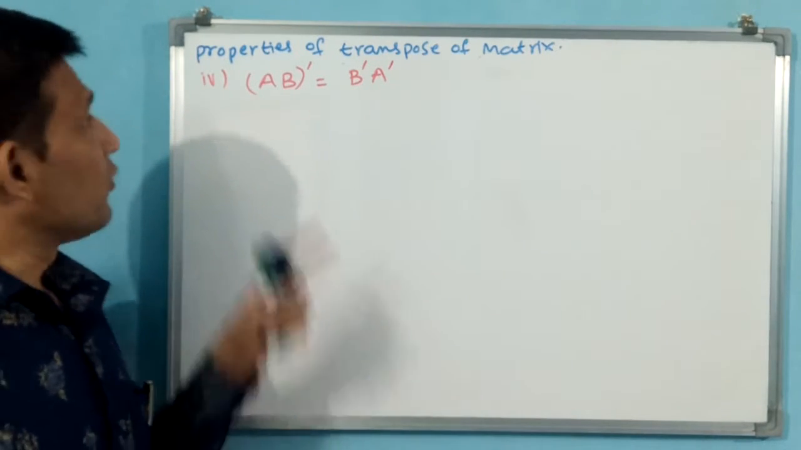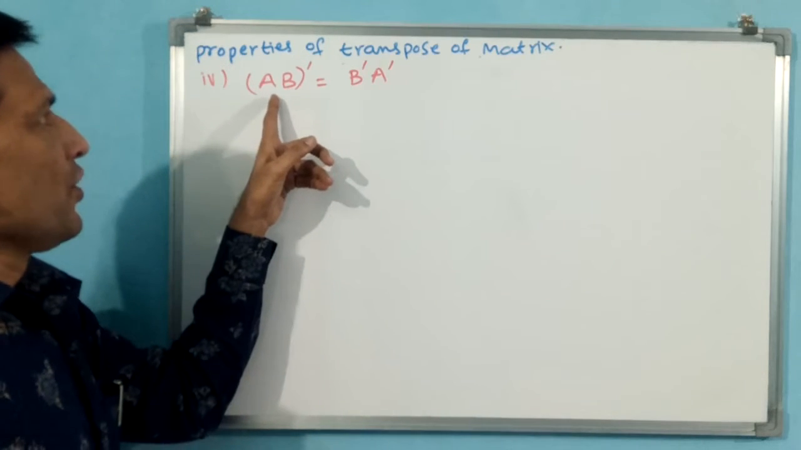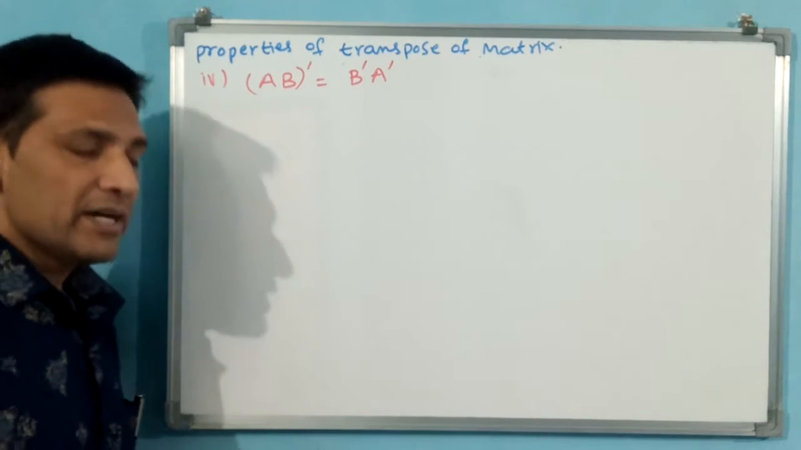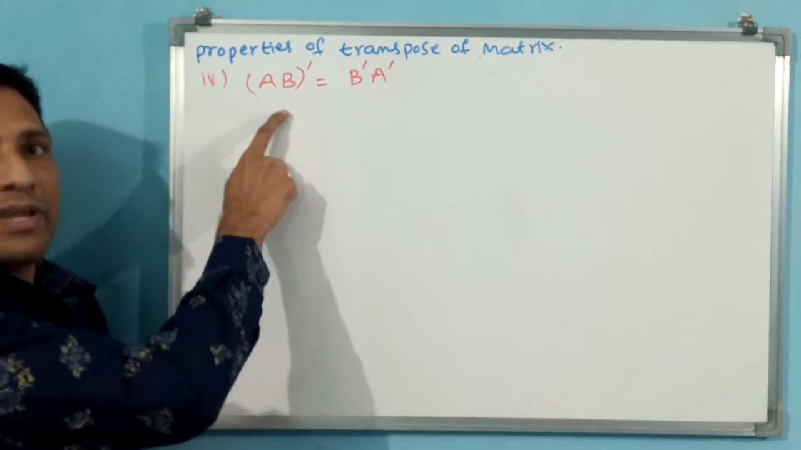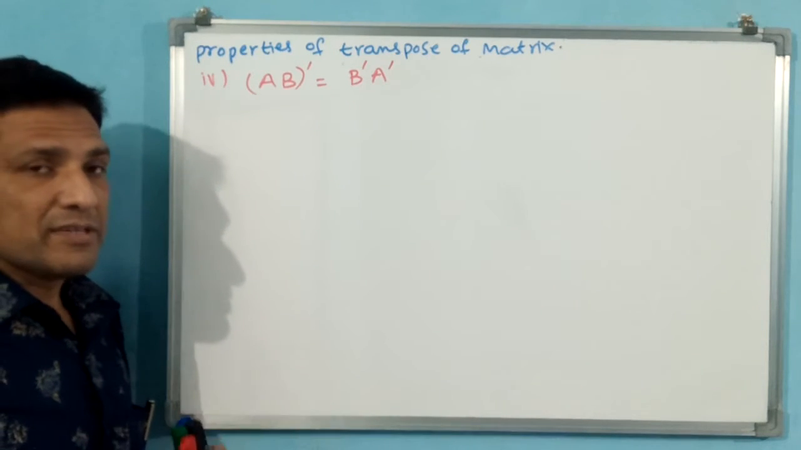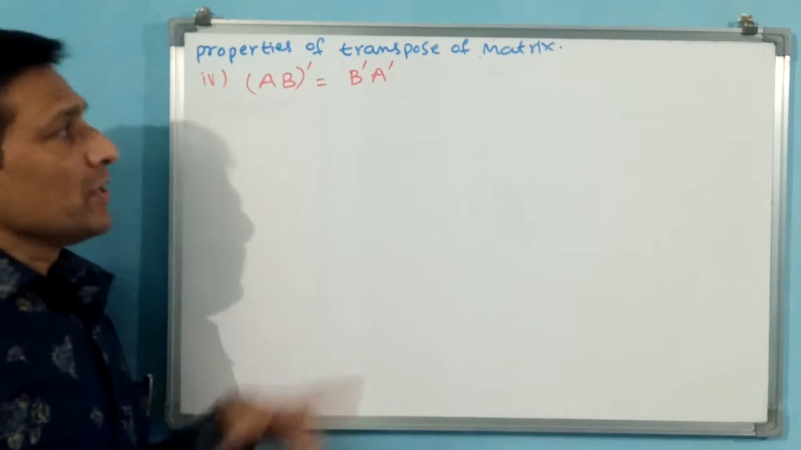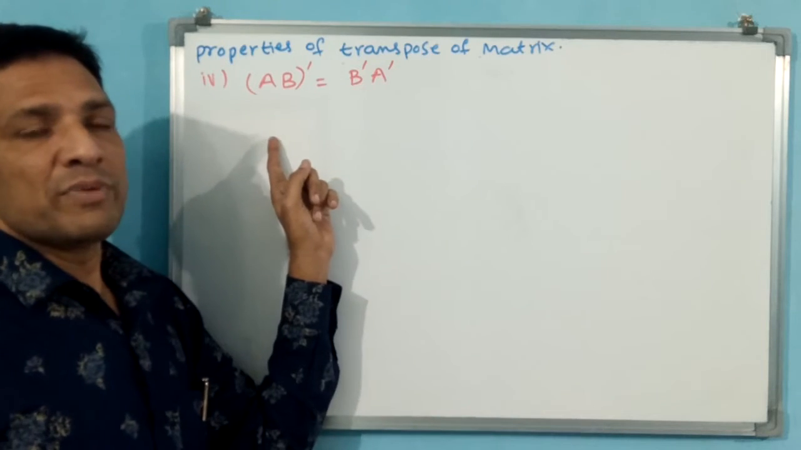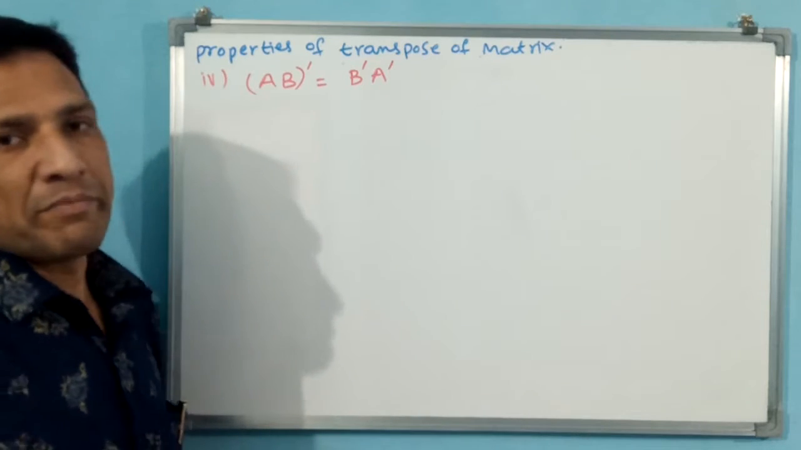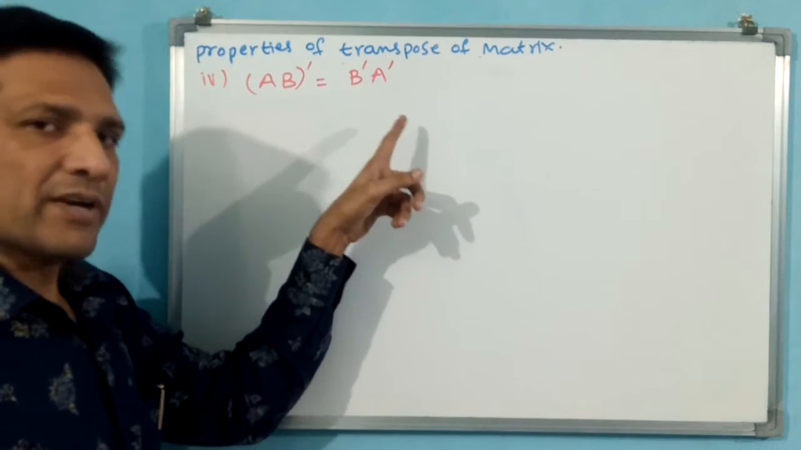See the fourth property of the properties of transpose of a matrix. AB whole dash is equal to B dash A dash. Transpose of AB is equal to B transpose into A transpose. The meaning is different in matrices: AB is not equal to BA. That is why A transpose into B transpose is not equal to B transpose into A transpose. That is why this order is very important. AB whole transpose is equal to B transpose, A transpose.